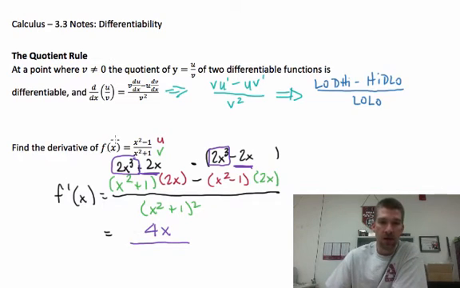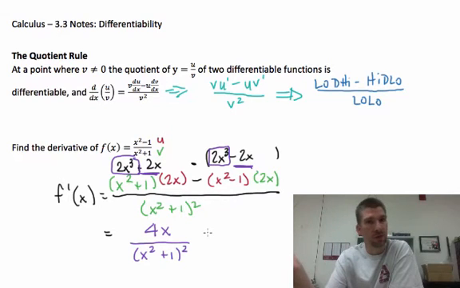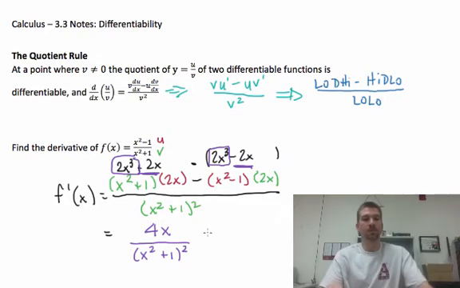On the bottom then, you don't necessarily need to square this out. You certainly are more than welcome to do so. Don't make an error in the process, but x squared plus 1 squared is fine because nothing reduces. So this is using the quotient rule. It is a little challenging at first, but after you've worked on it and noticed what these patterns are, it does get easier to do.